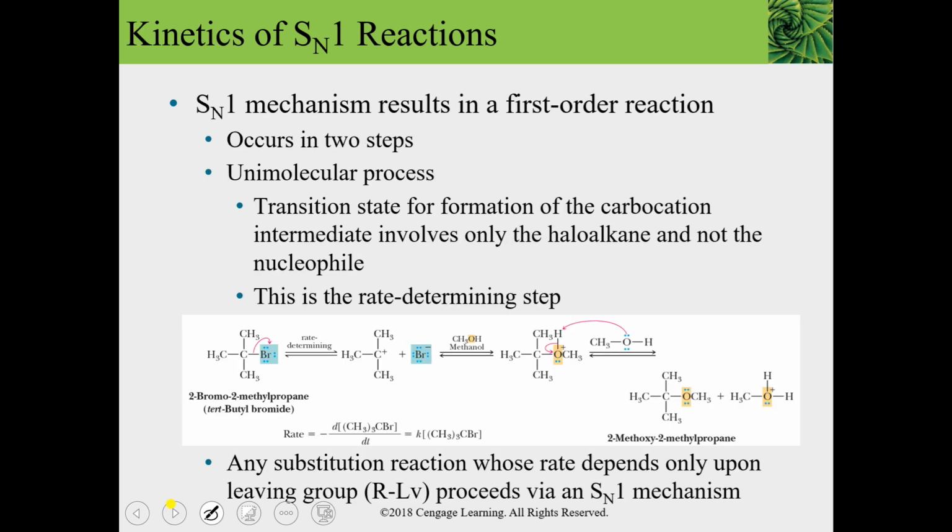All right, so the most important thing you need to understand about the kinetics is that SN1 mechanisms are first order reactions. It occurs in 2 steps. And the slow step is the rate determining step, and that slow step is the leaving group coming off.